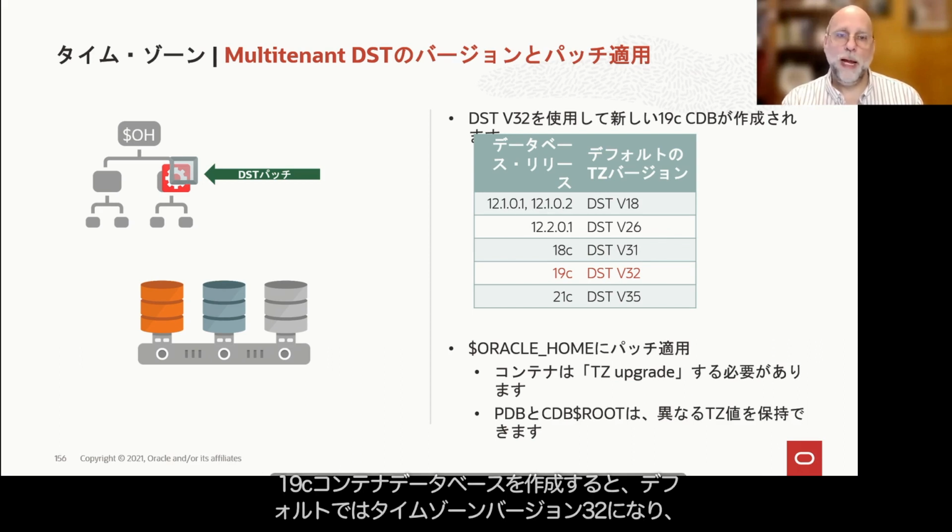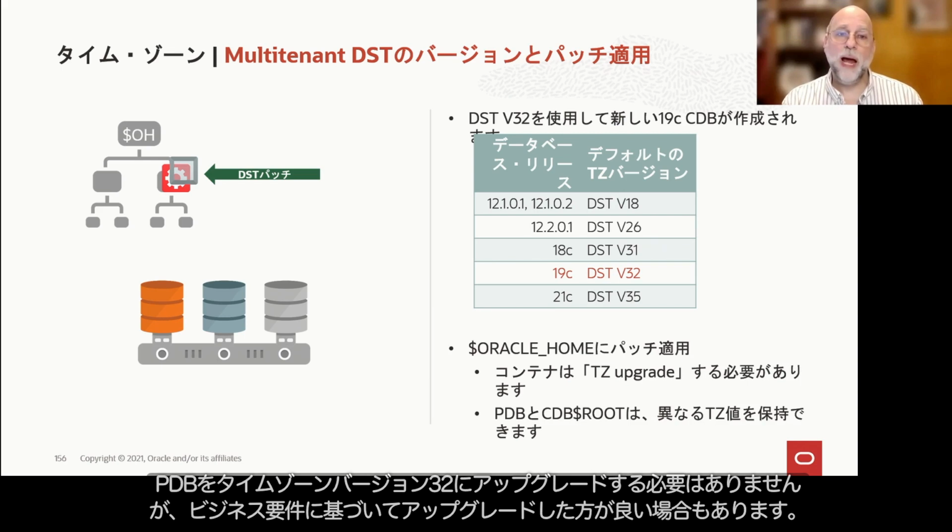When you create a 19c container database, by default, it will have time zone version 32. Your PDBs do not have to be upgraded to time zone version 32, but it still might be a good idea based on business requirements.